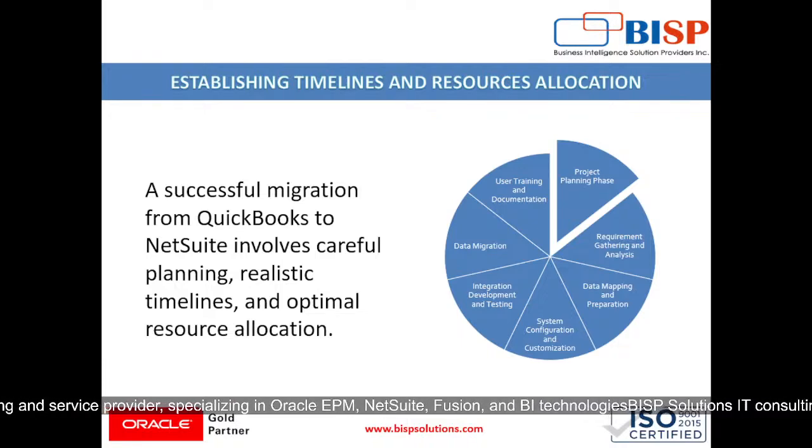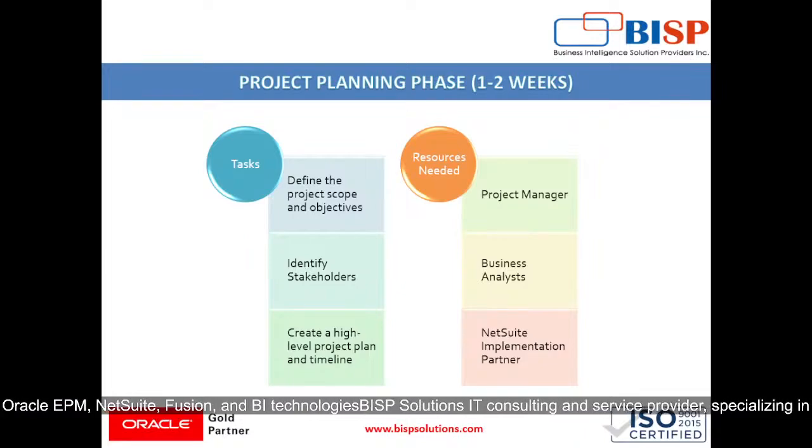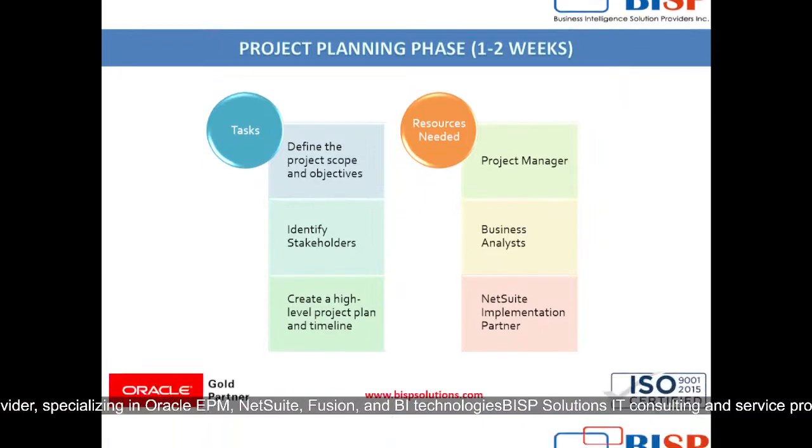So a successful migration from QuickBooks to NetSuite involves careful planning, realistic timelines, and optimal resource allocation, which covers the project planning phase, where the task is defining the project scope and objective, then identifying stakeholders and creating a high level project plan and timeline, for which we will be requiring resources like project managers, business analysts, NetSuite implementation partner.